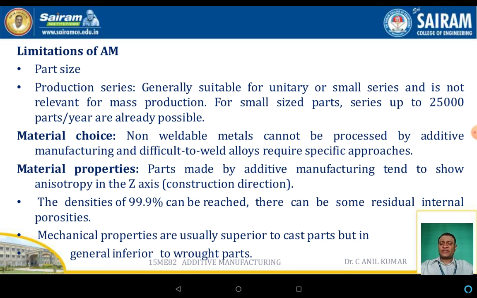The material properties. The parts made by additive manufacturing tend to show anisotropy in the z-axis. The density of the material can reach around 99.99%. There is no residual or internal porosity in the additive manufacturing process. The mechanical properties are usually superior to cast parts but generally inferior to wrought parts.